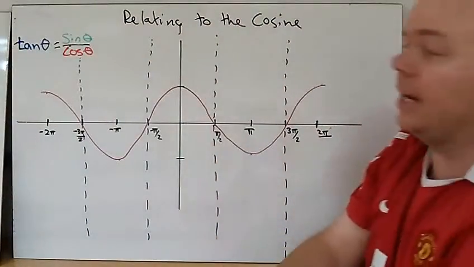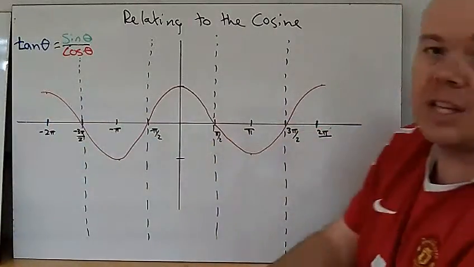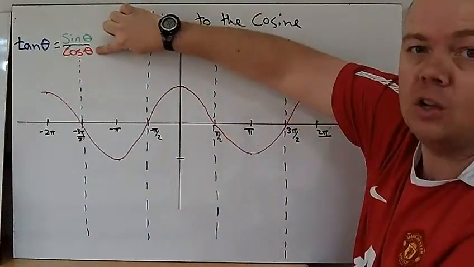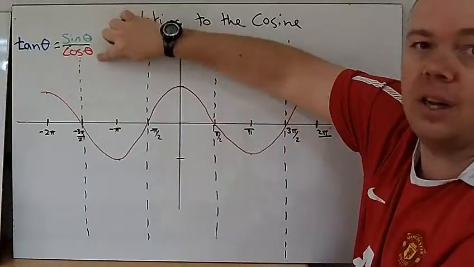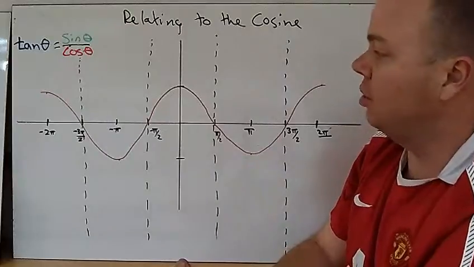Let's first look at the cosine. So I've drawn the cosine graph here. I've just sketched it in. If you notice, cosine is in the denominator, so whenever cosine would be equal to 0, that would make this fraction undefined, which would give the tangent graph a vertical asymptote there.